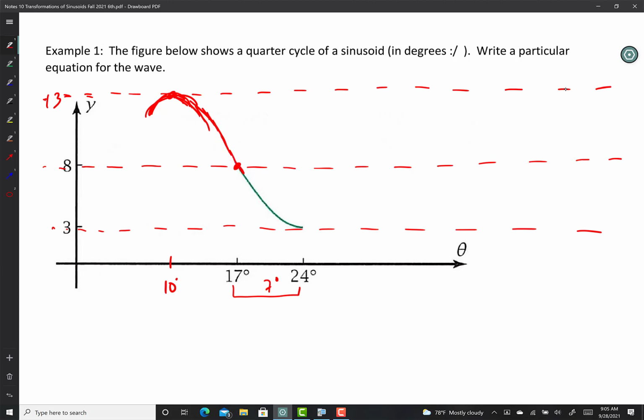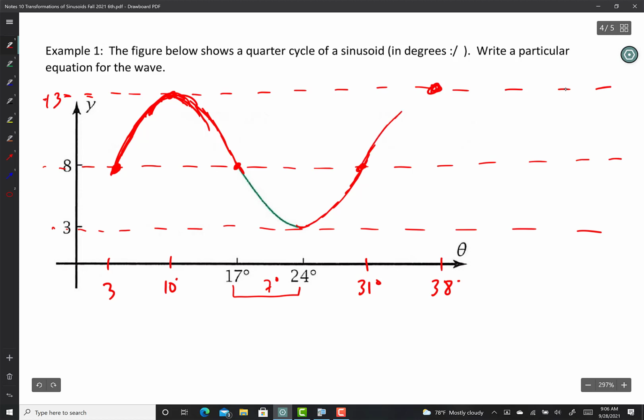I'm going to go another 7. So I'm going to say this is 3. And I should have a point at the midline here. So it looks pretty good. So there it is. I got a point at 3,8 and a point at 10,13. A point at 17,8 that was given, and then 24,3. I'm going to go another 7 from the 24. So I'm going to say 31 degrees. Midline. And another 7 one more time. Does everyone know how I got those numbers?